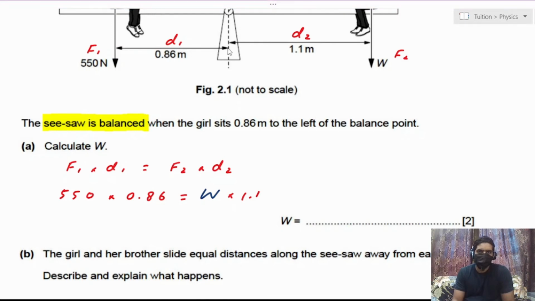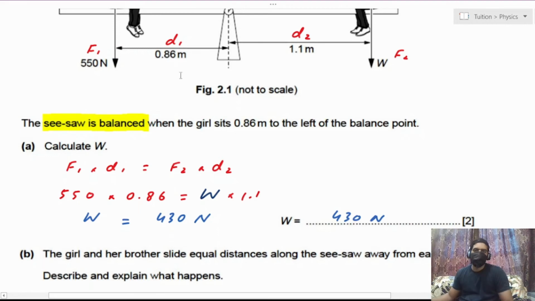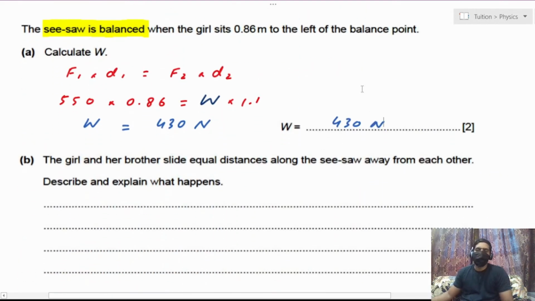Then we simply need to hit it on the calculator, and W would be 550 times 0.86 divided by 1.1, which is 430 Newton. All right, so the weight of her brother is 430 Newton, which means his mass would be something around 43 kilograms, right?